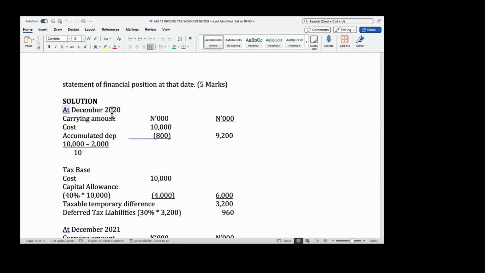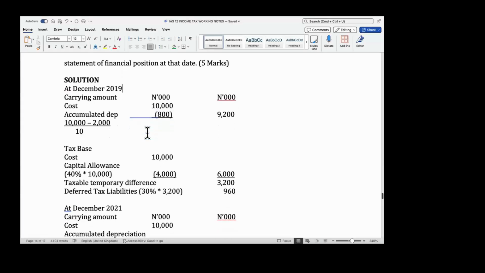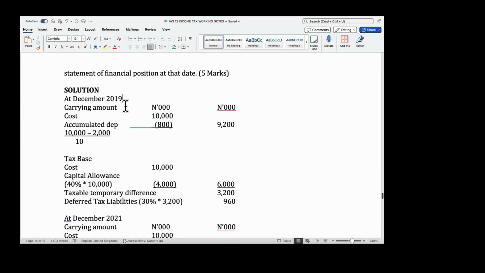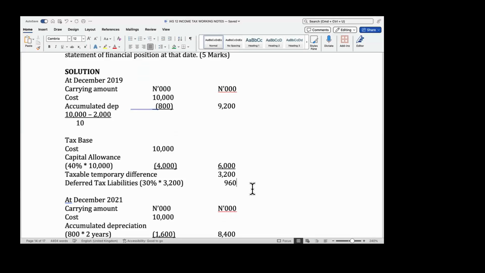It wasn't like a mistake per se. It is the fact that we didn't start from 2019. We actually started from 2020. So this one that we wrote as 2020 should actually be 2019. So that's just the only mistake that we made. So this 2020 should be 2019, and every other thing is right.